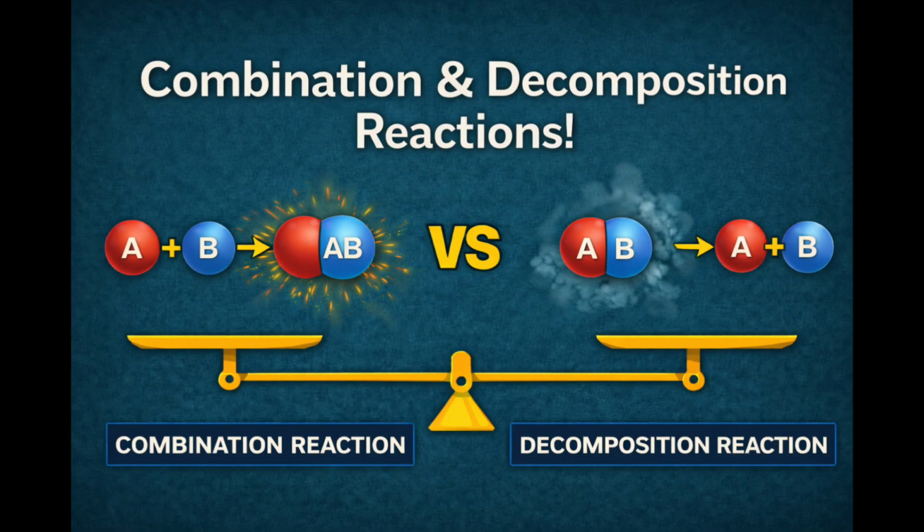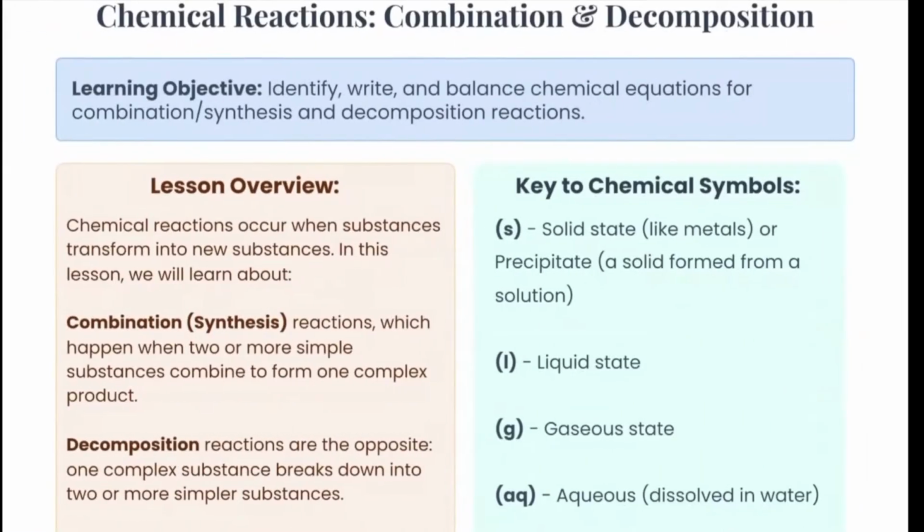But in this video, we're going to start exploring different types of chemical reactions, beginning with combination, also called synthesis reactions, and decomposition reactions. And you see, at their core, these two reaction types are essentially opposites of each other, and their names actually tell you what's going on. So without further ado, let's just jump right in.